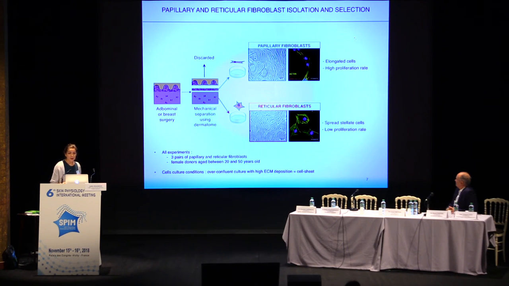We then defined the papillary and reticular cell cultures based on the morphology and the proliferation rate of the different cell cultures. We defined the papillary fibroblast cell culture as a culture with elongated cells, as you can see here, with a high proliferation rate. On the contrary, we characterized the reticular cell culture based on the presence of a lot of spread stellate cells with low proliferation rates. In this study, we used 3 pairs of fibroblasts that we cultivated in over-confluent culture, and we stimulated the deposition of extracellular matrix. I will refer to this culture as cell sheets in this presentation.